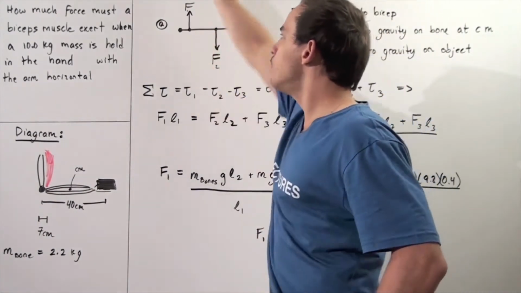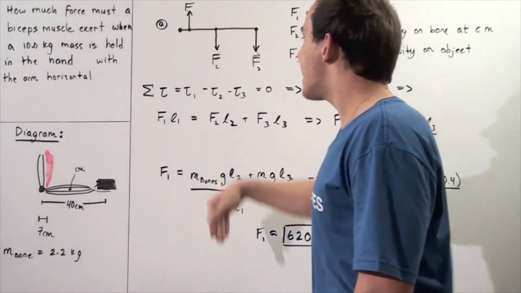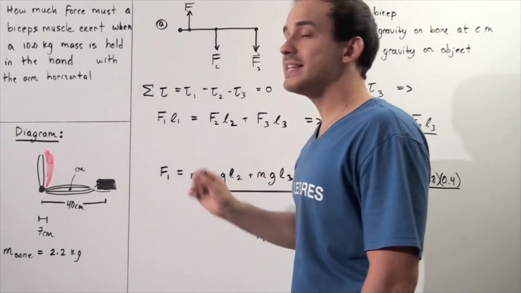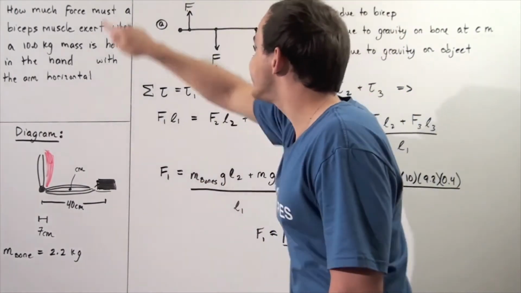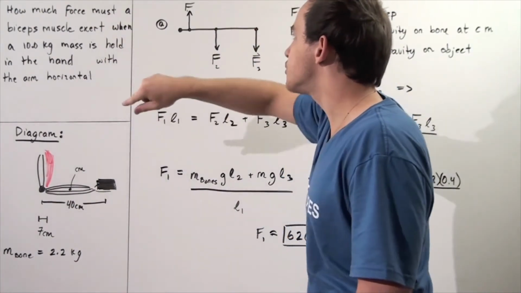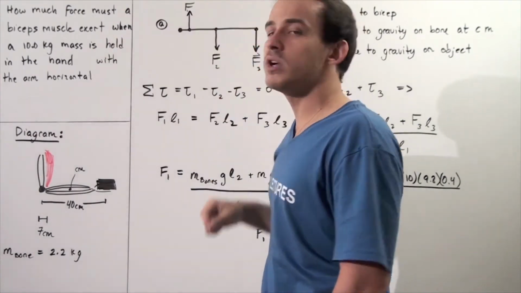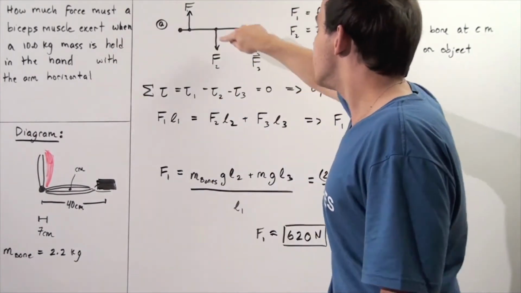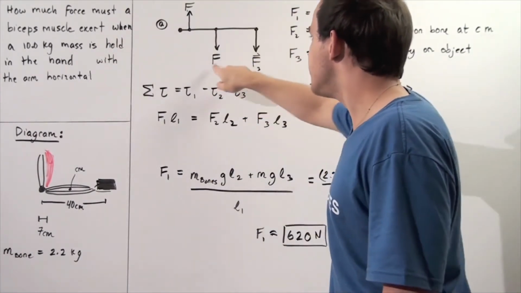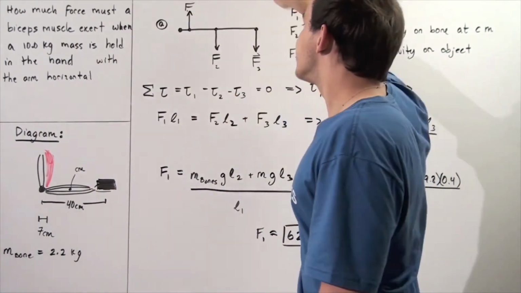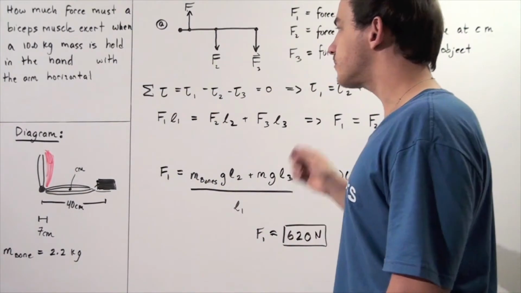So we choose upward to be positive and downward to be negative. Notice that force 1 creates a torque that points in a counterclockwise direction. So we choose this direction of torque created by force 1 to be positive, and the torques created by these two forces to be negative because they point in the clockwise direction.